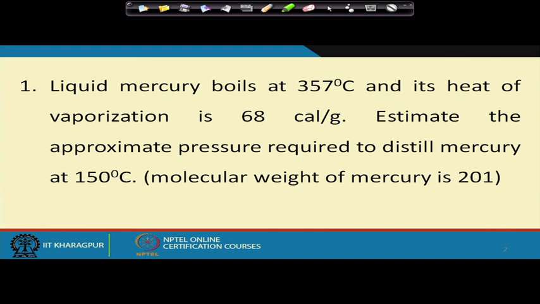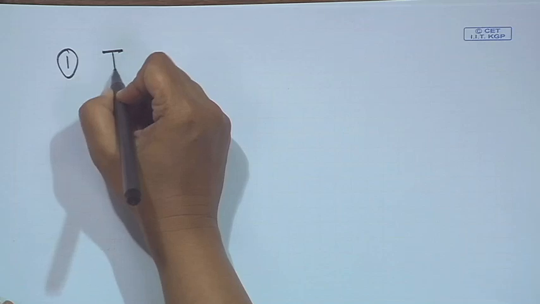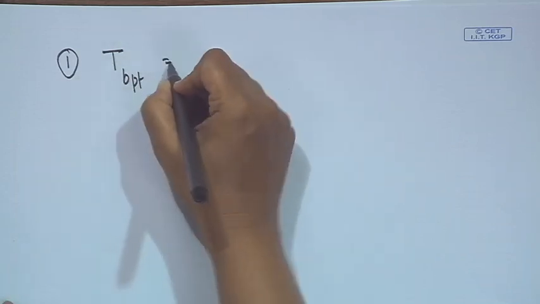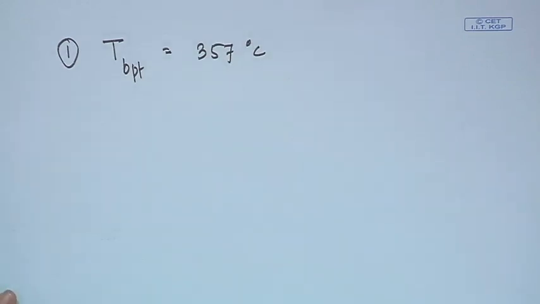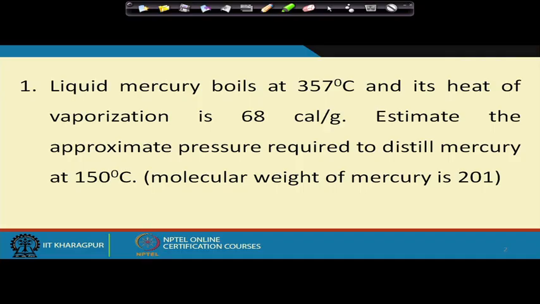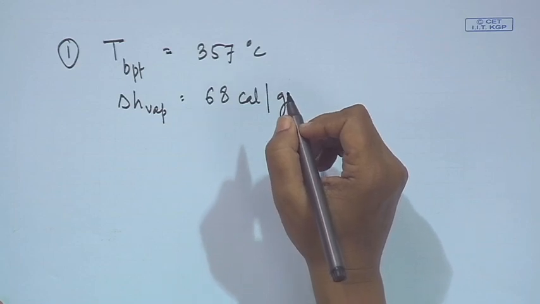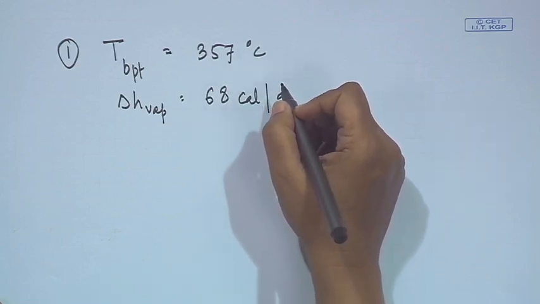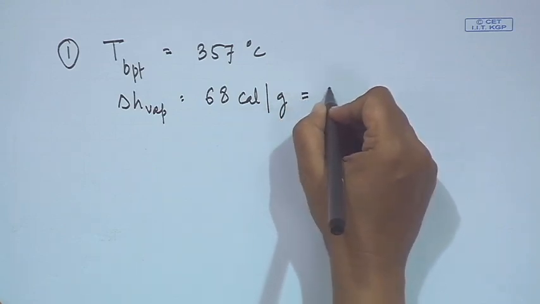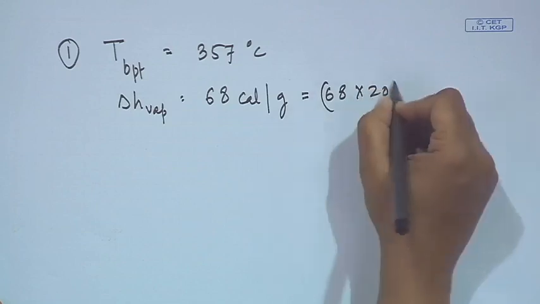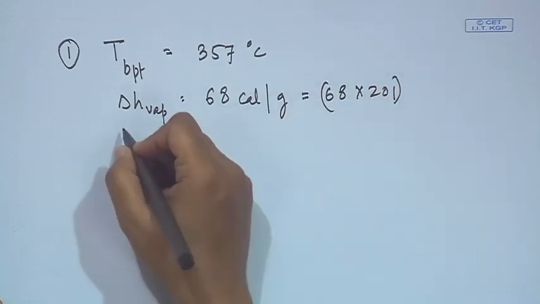It says that liquid mercury boils at about 357 degrees centigrade. So, therefore, in problem 1, the boiling point of mercury is given as 357 degrees centigrade. Heat of vaporization is also given in calories per gram, mind it. Just note that this heat of vaporization is given as the specific latent heat of vaporization and not the molar latent heat. So, you have to keep in mind that you are going to convert this to the molar latent heat of vaporization by multiplying it with the molecular weight of mercury, which is 201.